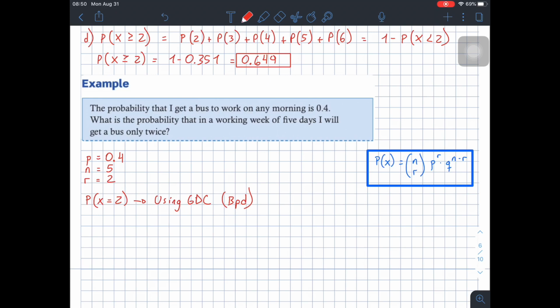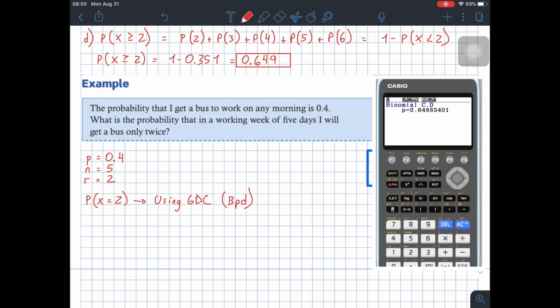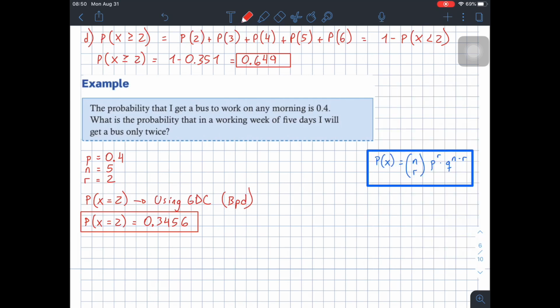So if we go to the calculator, we're going to go back. We're going to go to dist, binomial, and BPD again. Now the value of X is 2, the value of number of trials is 5, and the probability is 0.4. So we click on execute, and there we have the value. So the probability of X being exactly equal to 2 is equal to 0.3456. We can write the exact value in this case because it's a finite decimal number. Okay, so that's it for this exercise. Now let's move on to the next exercise.